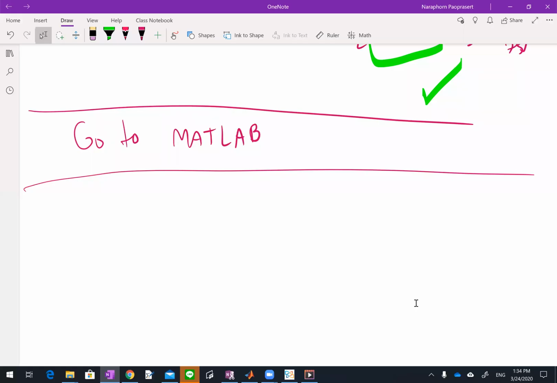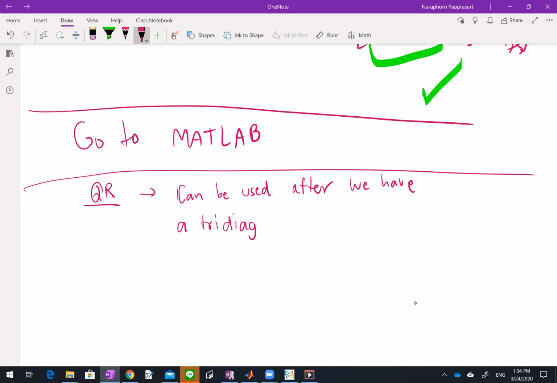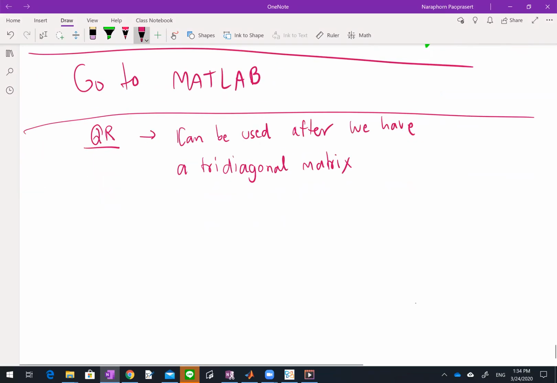Okay, so the last topic that I have to teach is the topic about the QR method. So the QR method can be used after we have a tridiagonal matrix. So QR must be used, in this case, it can be used after the Householder's method.